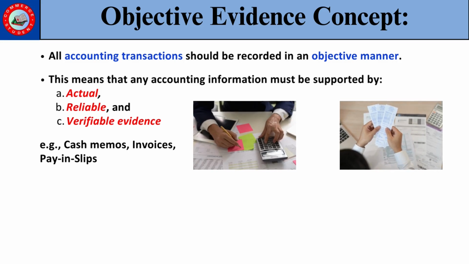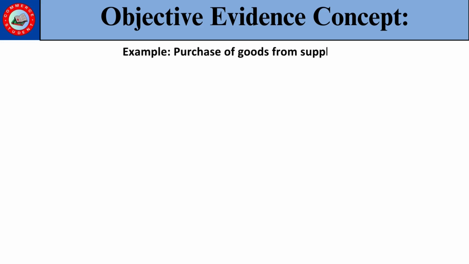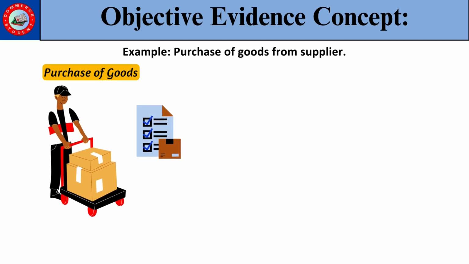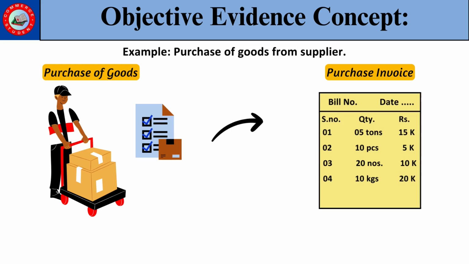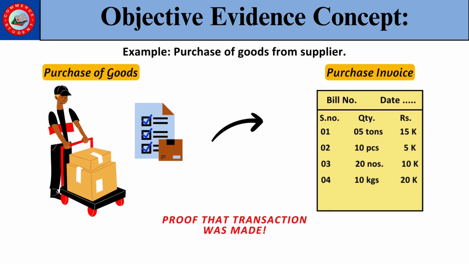The purpose of this concept is to ensure accuracy and reliability of financial information presented in financial statements such as the profit and loss account, balance sheet, etc. And it helps us to prevent frauds, errors, and misrepresentation of financial data. For example, when a company purchases goods from a supplier, the transaction must be supported by a purchase invoice issued by the supplier. This invoice acts as documentary evidence in support of a transaction.